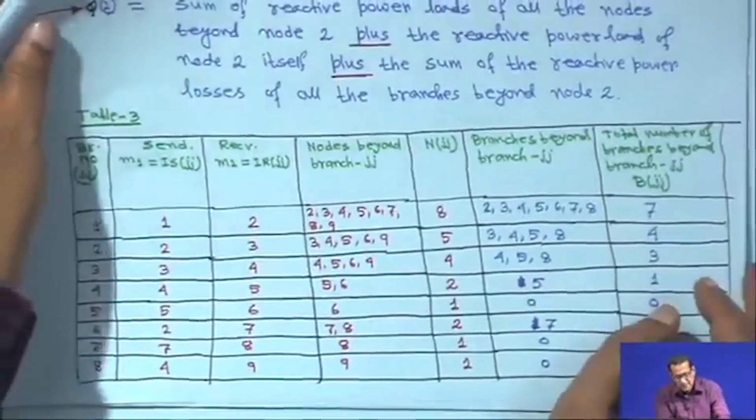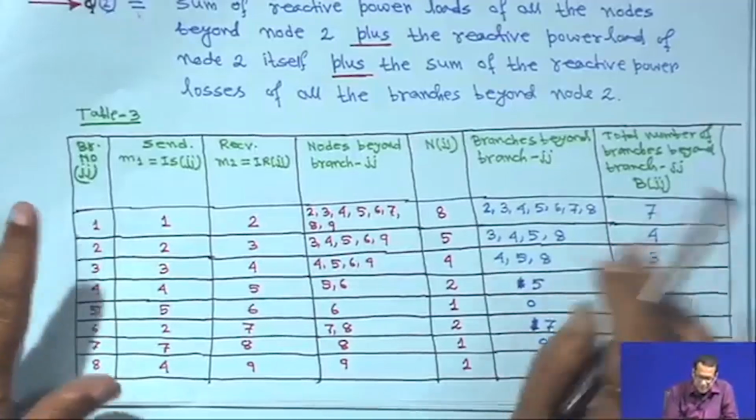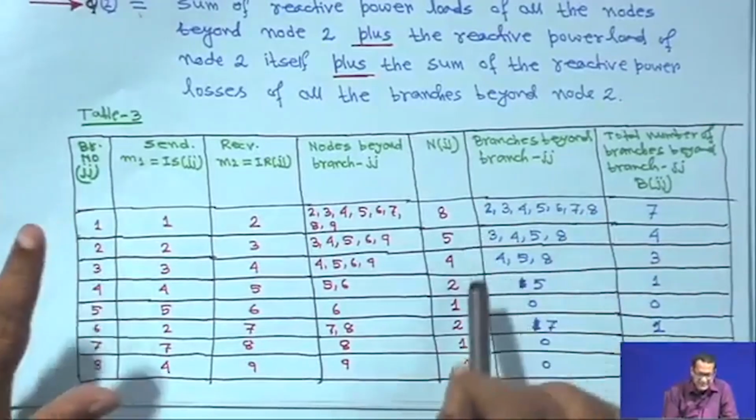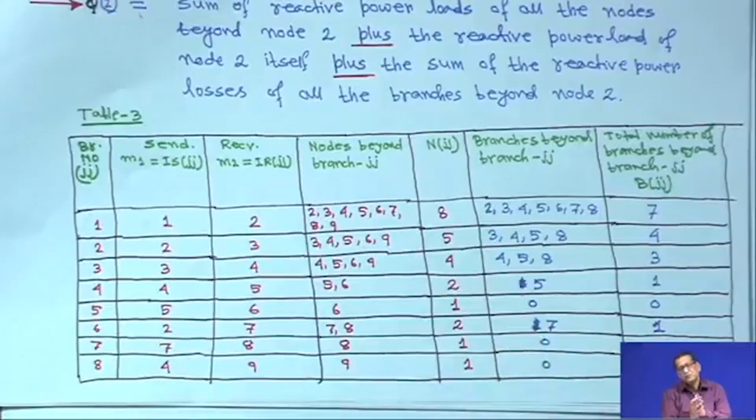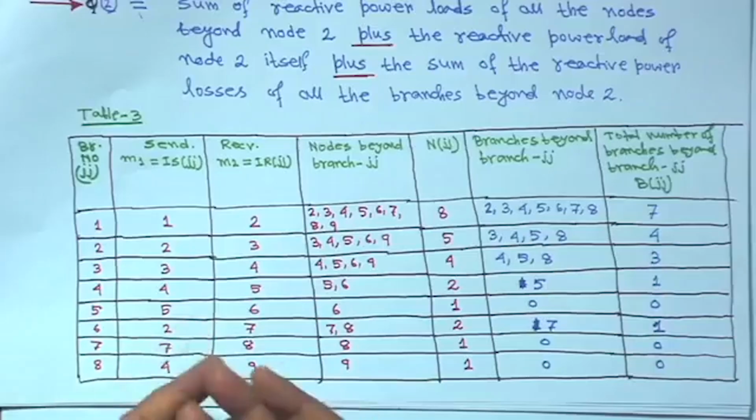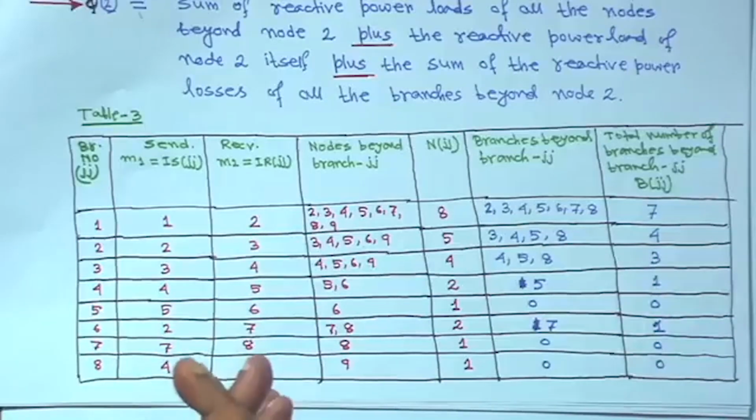Now, for load flow studies, we have to do something a little different. In this case, we have seen how many nodes are there beyond each branch, right. Now, we have to find out how many branches are also there beyond each branch, then our job will be simple.